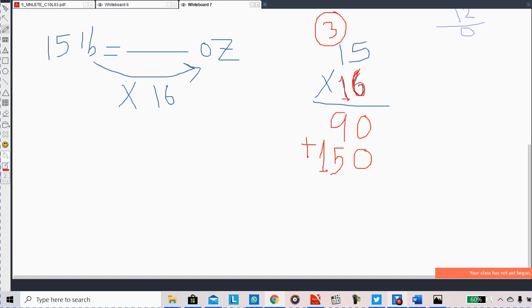Then add them together. 0 plus 0 equals 0. 9 plus 5 equals 14. 4 and carry 1. And 2. So the answer here is 240. So 15 pounds equal 240 ounces. Okay.